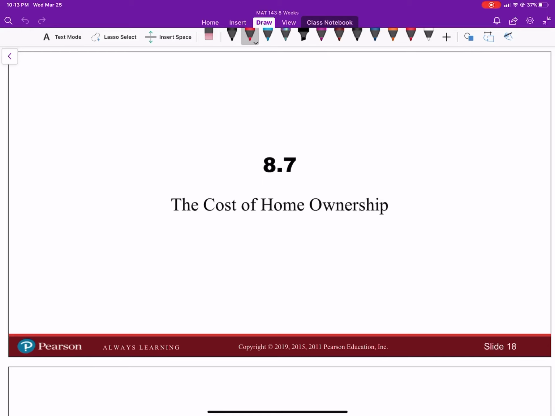Hello, class. Today we'll be talking about the cost of home ownership. This is 8.7. If you're looking at the notes that's online, there's a lot more to this section, but the main thing I want to focus on is your cost of home ownership. So basically calculating the cost of what you might pay for home ownership.